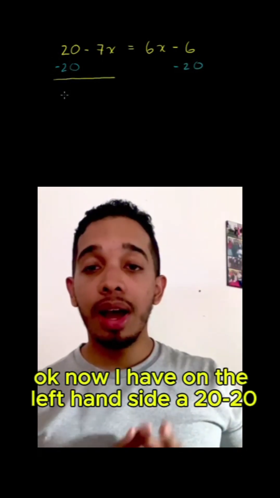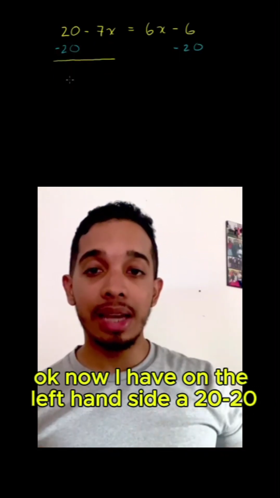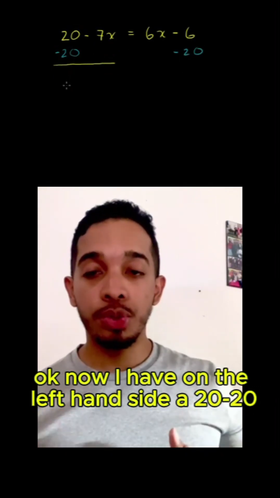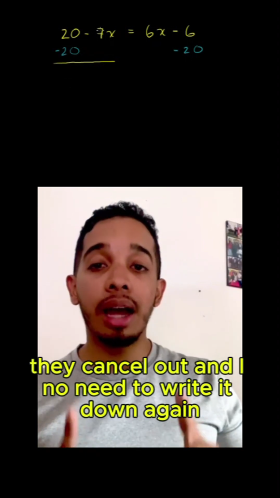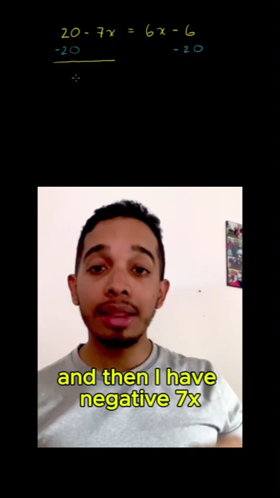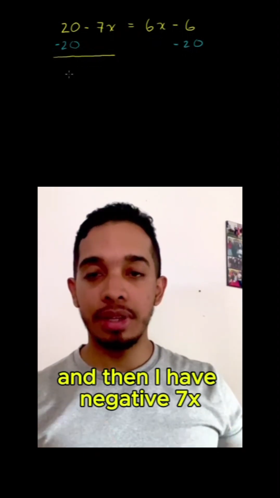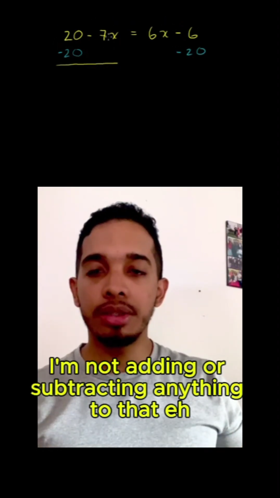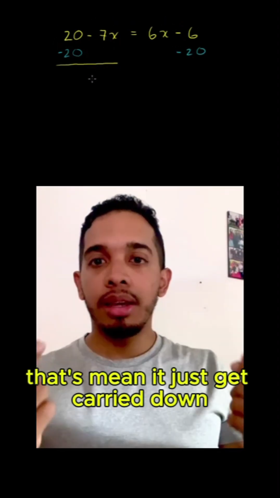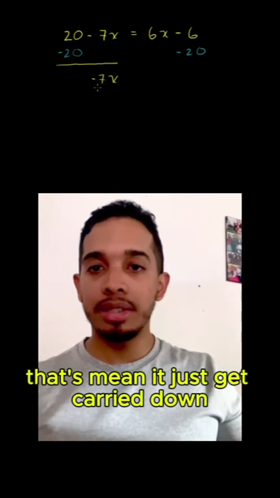Okay, now I have on the left hand side 20 minus 20. This is going to be equal to 0. They cancel out, and I no need to write it down again. And then I have negative 7x. I'm not adding or subtracting anything to that. That means it just gets carried down.